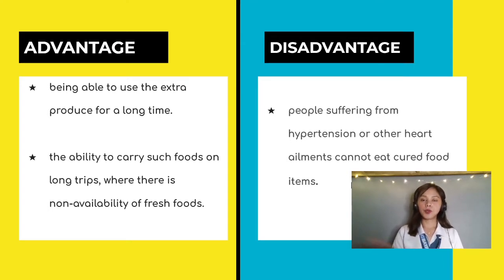So if you know some people that have hypertension or any heart failure, just advise them that cured meats like ham, hot dogs, sausages, it's not good for them. Just as we all know, we are using salt, and salt is not good for the people who have hypertension and heart ailments. So let us advise them that if they're going to eat cured meats, just a little bit amount of cured meats only.